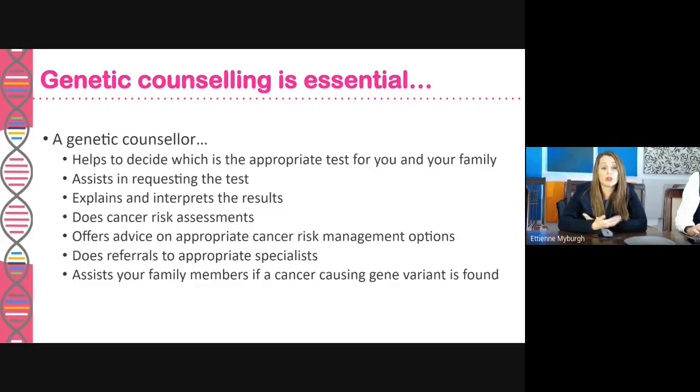We also help you request the genetic test, and then we explain and interpret the results. And we use those results in combination with your family history and your lifestyle factors to do certain cancer risk assessments, which helps us to decide on the appropriate risk management plan for you and for the family members. And then if we do find a gene variant causing cancer, we can refer you to the appropriate specialist. And we can obviously also assist your family members with having testing done if they require testing.